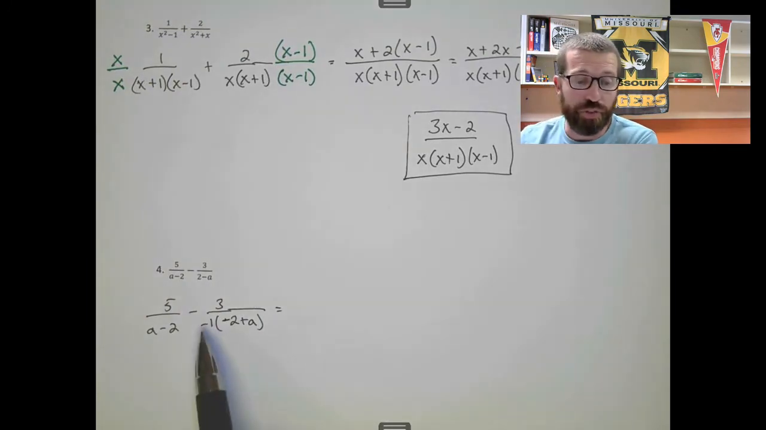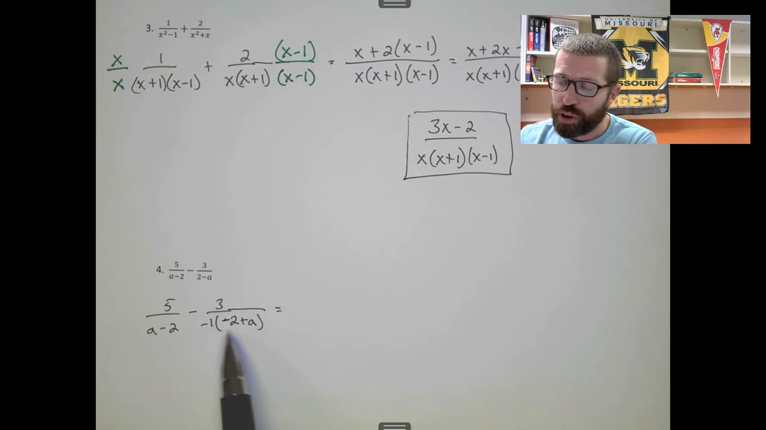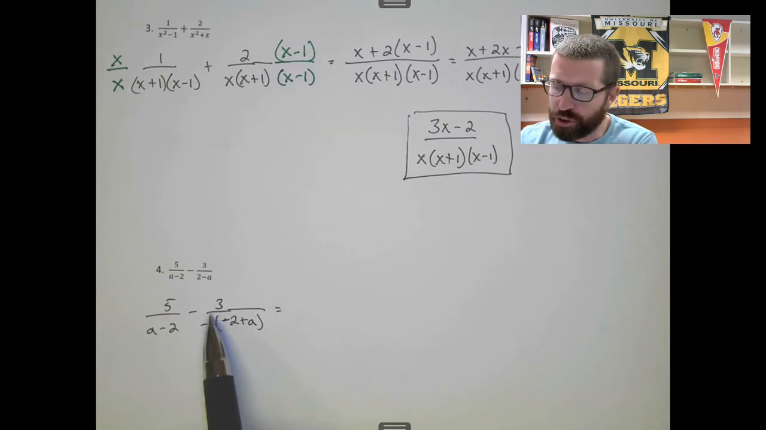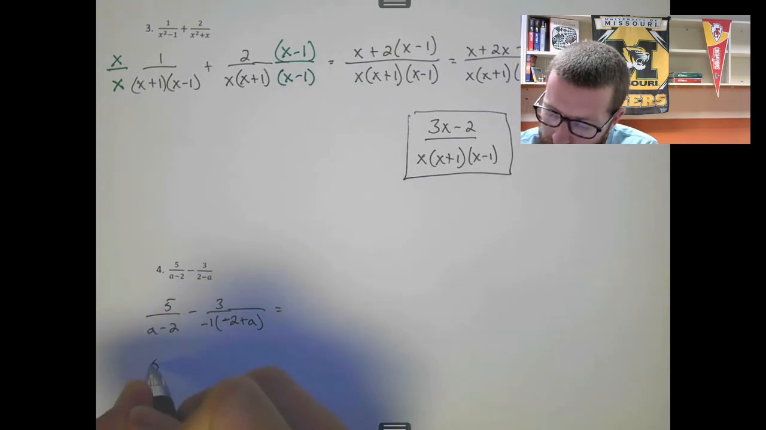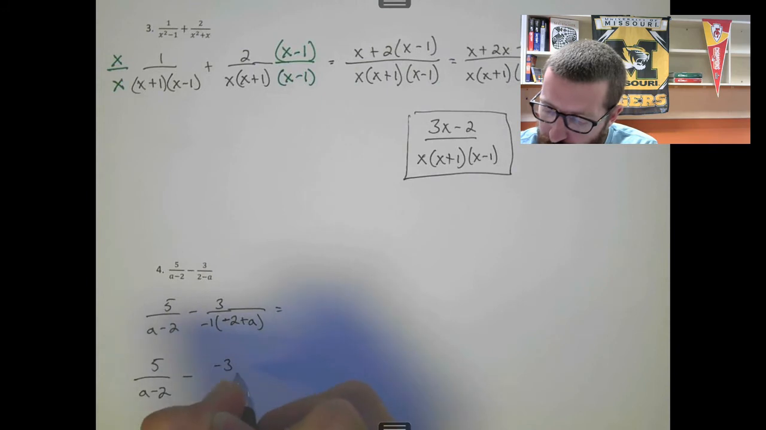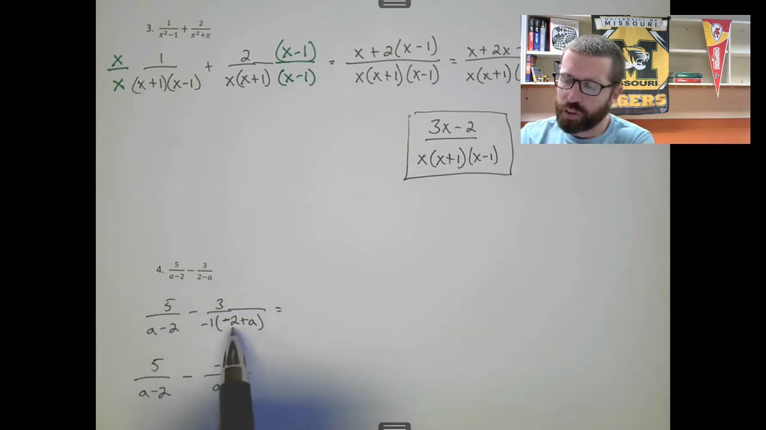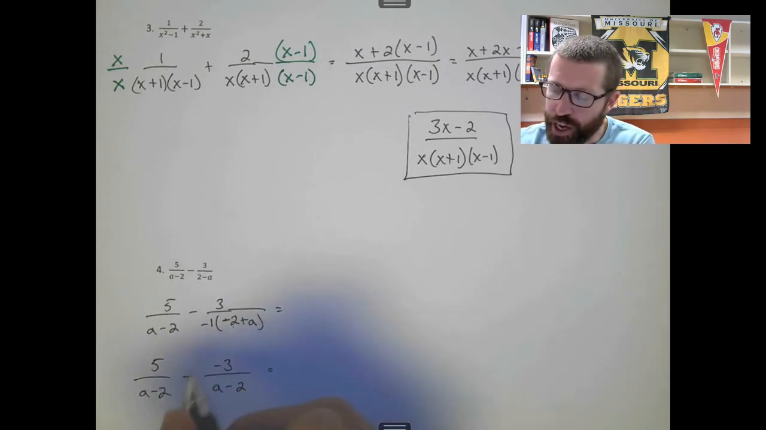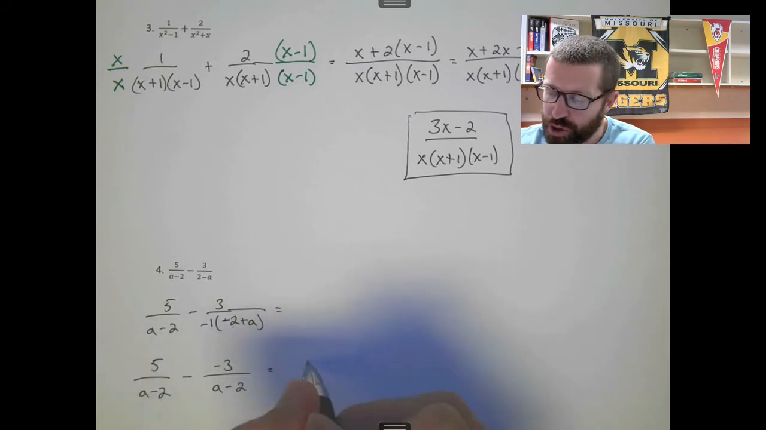Okay, so this is confusing to work with. So let's move the negative. Let's just make the 3 negative up top. And that's allowed because there's only one term there. It's like the whole fraction is negative. So let's make it 5 over a minus 2, and then minus a negative 3 over, and then we're going to rewrite this as a minus 2. Notice we didn't change the signs, we just changed the order. And now we can just subtract the negative, so that becomes 8 over a minus 2.